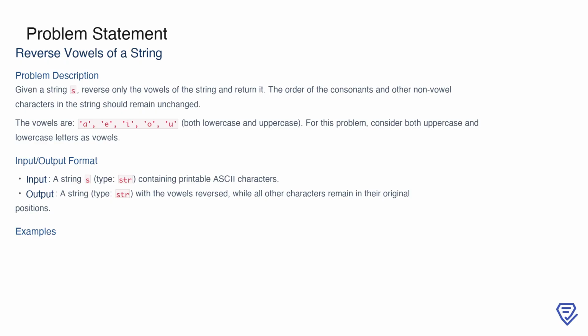The input to this problem is a string S, which consists of printable ASCII characters. The output is also a string, where only the positions of the vowels have been reversed. It's important to note that consonants and other symbols or spaces remain untouched in their original positions. This ensures that the transformation affects only the vowels and nothing else.